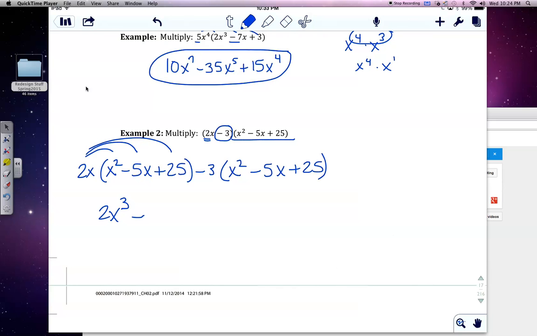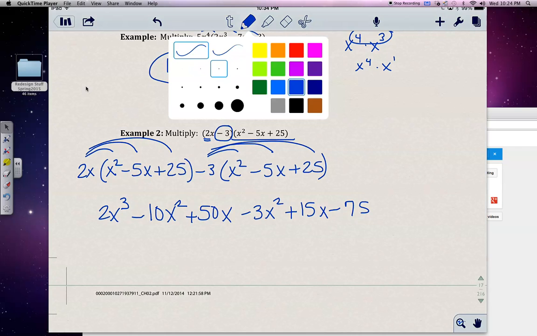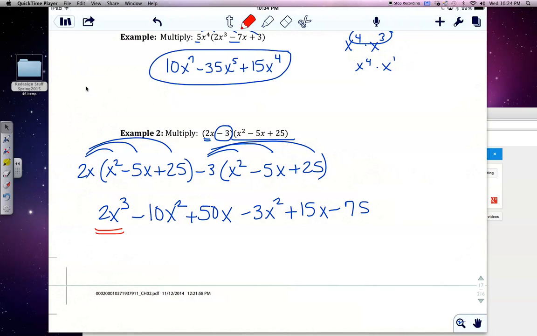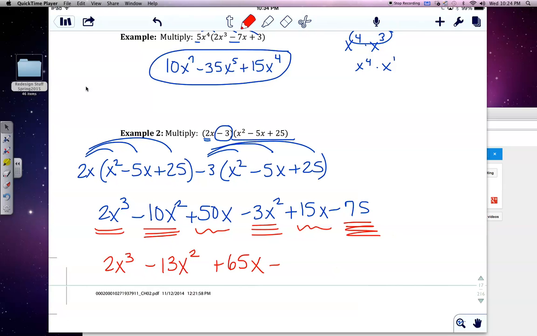Minus 10x squared plus 50x. Distribute this. Minus 3x squared plus 15x minus 75. I'm going to go ahead and combine like terms. I don't see anything like this. There's no other x cubed, so I just have 2x cubed... minus 13x squared plus 65x, and then this is not like anything else. I have minus 75.